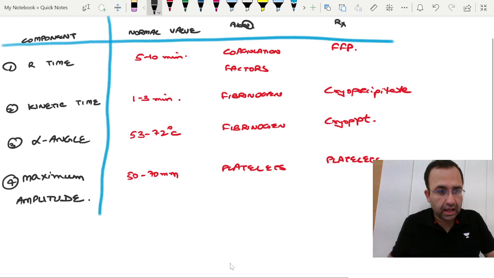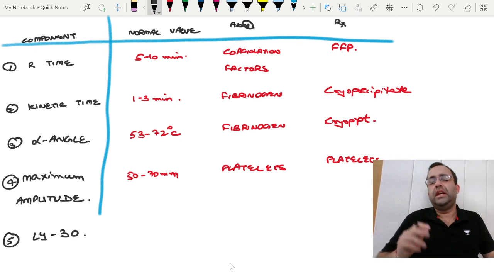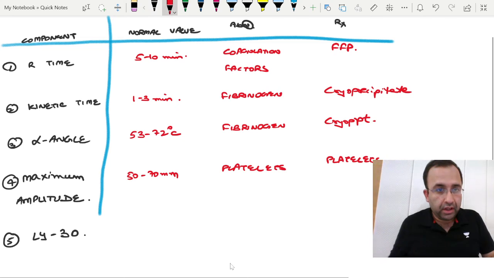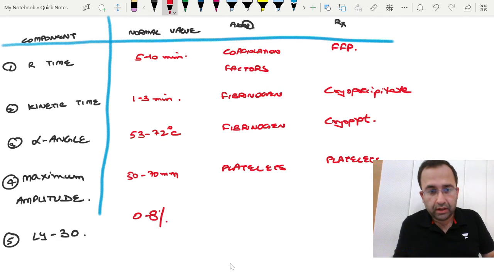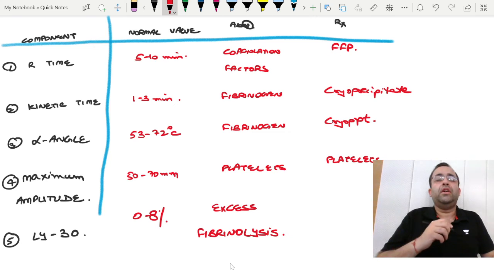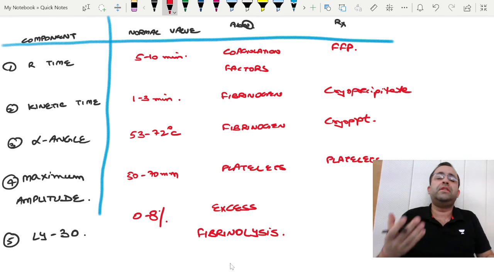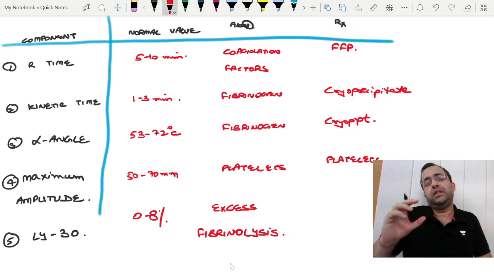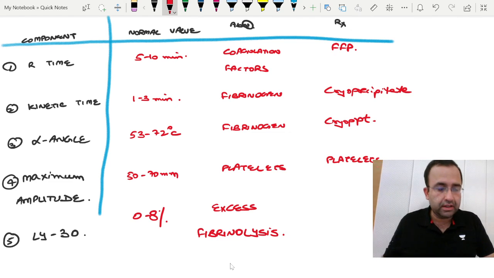And lastly is LY30, lysis 30. That is the percentage of lysis which has occurred 30 minutes after maximum amplitude. The normal value of which is 0 to 8%. If this is exceeded, that means there is excess fibrinolysis.